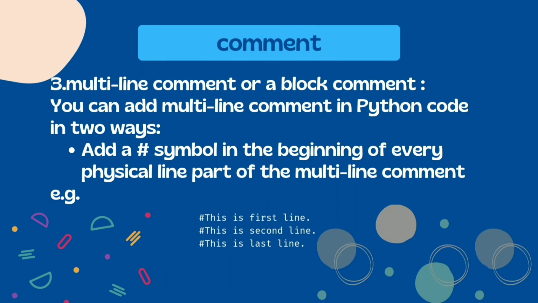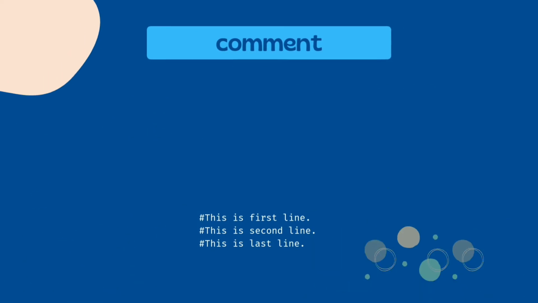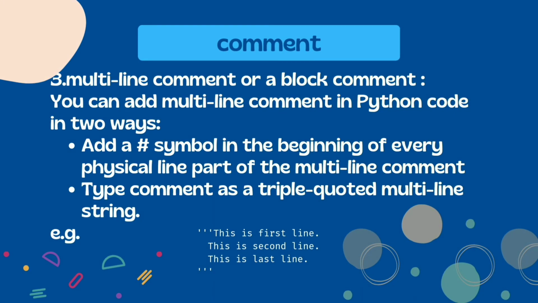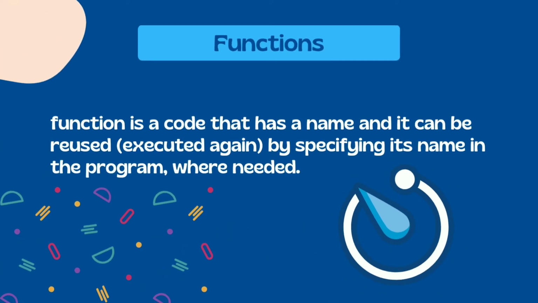So to reduce that, when we have to comment more than one or two lines, we can use a multi-line comment, which can be written as a triple quoted multi-line string, as you can see here. Okay, another structure of Python is the function. A function is a code that has a name and it can be reused, that is, it can be executed again by specifying its name in the program wherever needed. For example, we have several types of functions. Average, sum are kinds of functions.